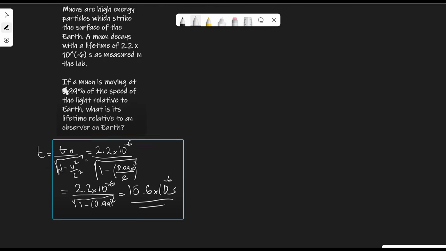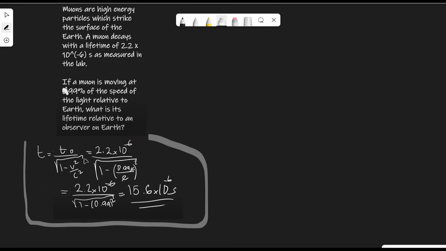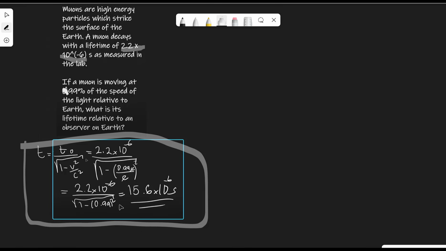Earth? Well, the relative lifetime can easily be calculated using our equation, which we're going to use as an example. We're going to use t is equal to t naught divided by the square root of 1 minus v squared over c squared. Our t naught in this case is just the lifetime as measured in a stationary frame, which is 2.2 times 10 to the power of minus 6. And then we're going to be dividing that by v over c. If v is 99%, this is 0.99c over c. We're going to square, and then we're going to take away and square root 1 minus 0.99 squared.